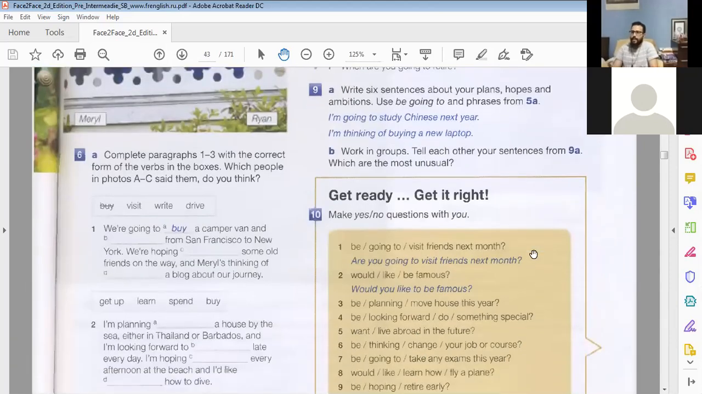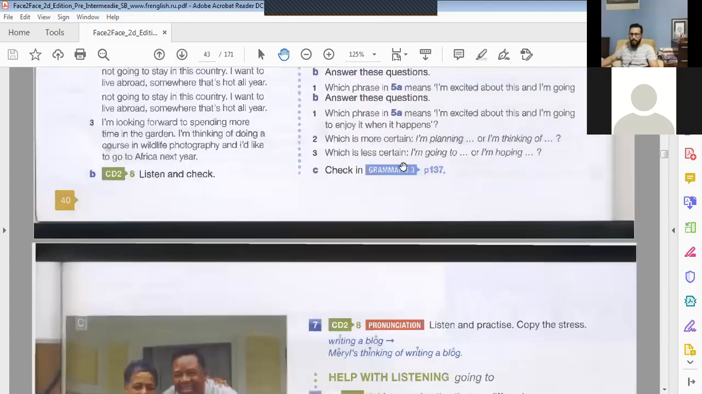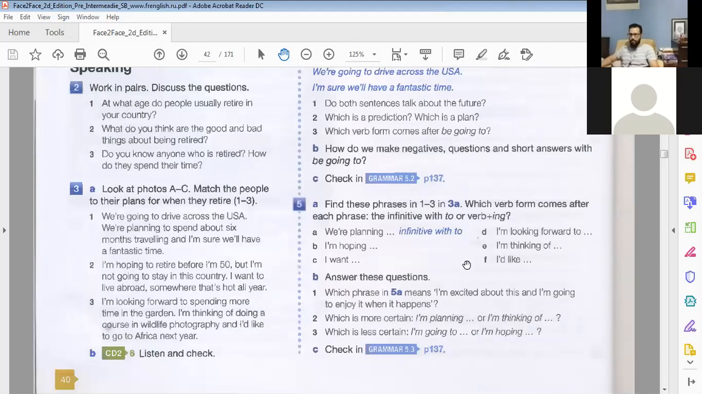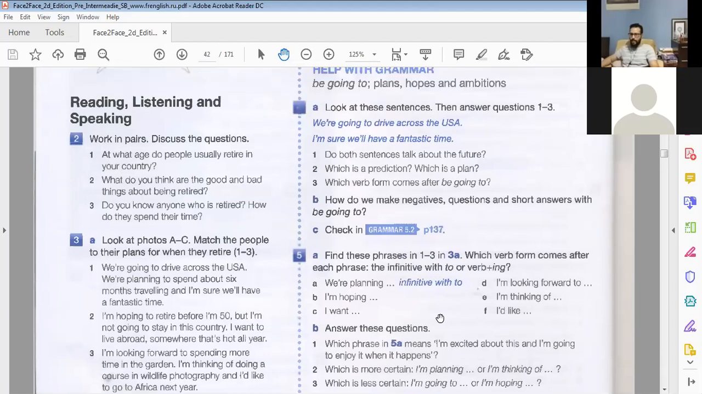But number 9 says: write 6 sentences about your plans, hopes, and ambitions. Use "be going to" and phrases from 5A. So here I want you to write 6 sentences. You don't have to write them. You can just tell them to me. But I can give you some time to think about them, okay? I also want you to use the expressions we talked about in exercise 5. So you have to use at least one of these, and only one of them can be with "going to."